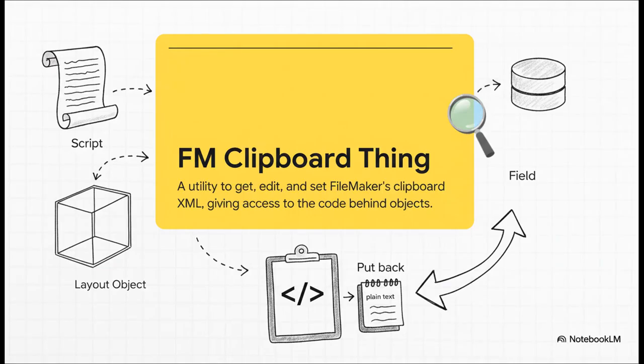So here's the secret sauce. Everything you copy in FileMaker, I mean everything, a script, an object, a field, it all has this hidden code behind it, this XML structure. This tool basically lets you peek behind the curtain. You can grab that XML, edit it just like it's a simple text file, and then stick it right back on your clipboard, supercharged and ready to go.